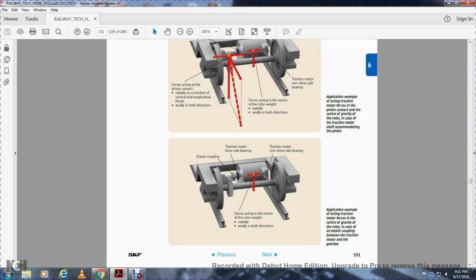This shows the elastic coupling, the traction motor drive side bearing, and the traction motor non-drive side bearing, with the forces acting at the central rotor weight, radial and axial, in both directions. Application of the action on the traction motor at the center of gravity of the rotor, in the case of the elastic coupling between the traction motor and gearbox.